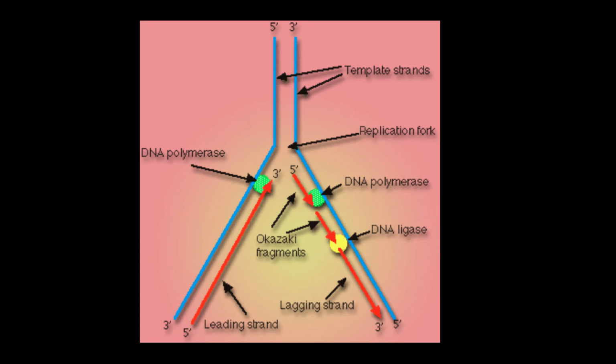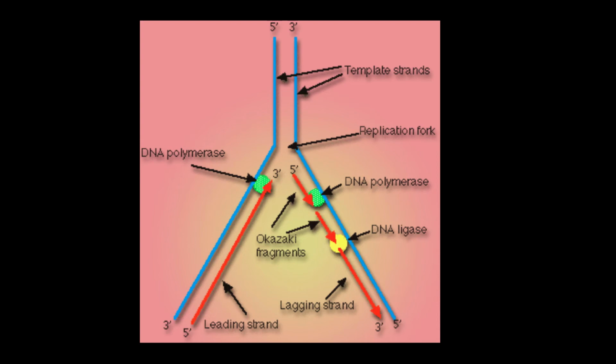Single-stranded binding proteins hold the two DNA strands apart and prevent the DNA from zipping back up. DNA polymerase adds complementary nucleotides at about 1,000 per second in the 5' to 3' direction. DNA polymerase also proofreads as it builds new DNA strands.